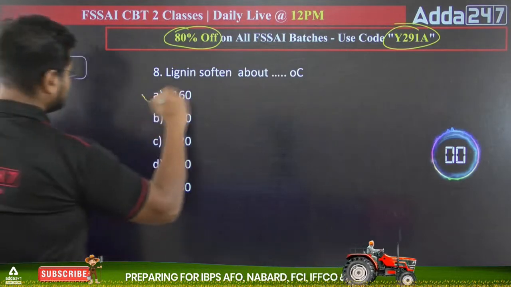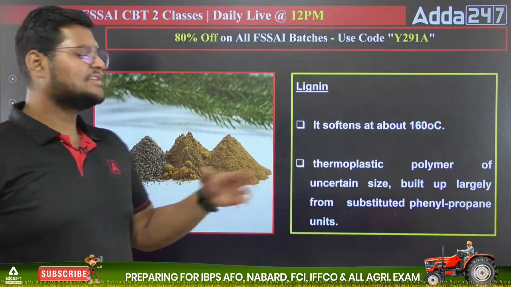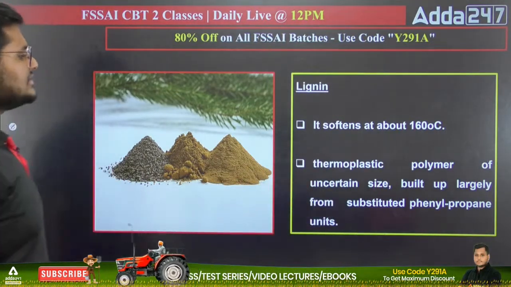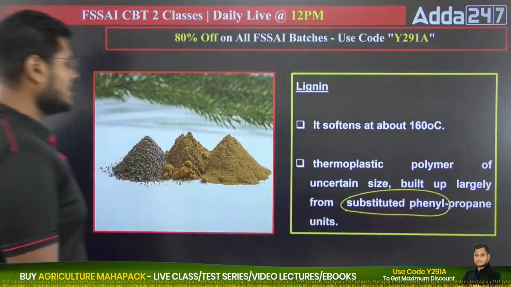A, 160 degrees Celsius. Very good. Next, lignin softens at about 160 degrees Celsius. It is a thermoplastic polymer of uncertain size built up largely from substituted phenyl propane units.